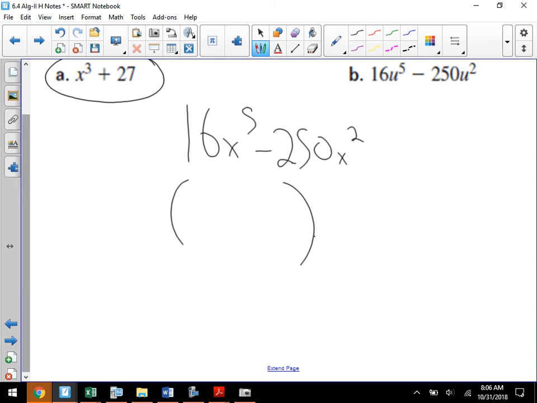I know that I can factor out an x squared, so I'll have an x cubed, and it'll be minus something. But then I have to think, well, 16 and 250. I know they're both even. Take out a 2. Watch what happens if you just take out a 2. You get 8 and a 125. What's the cube root of 8? 2. What's the cube root of 125? 5. That's how you get the pattern here.